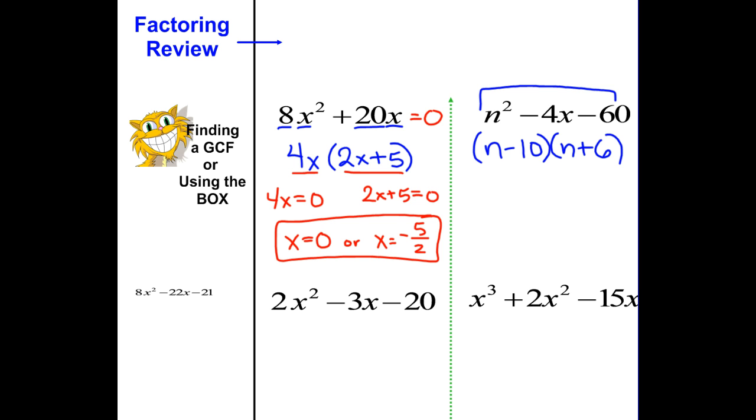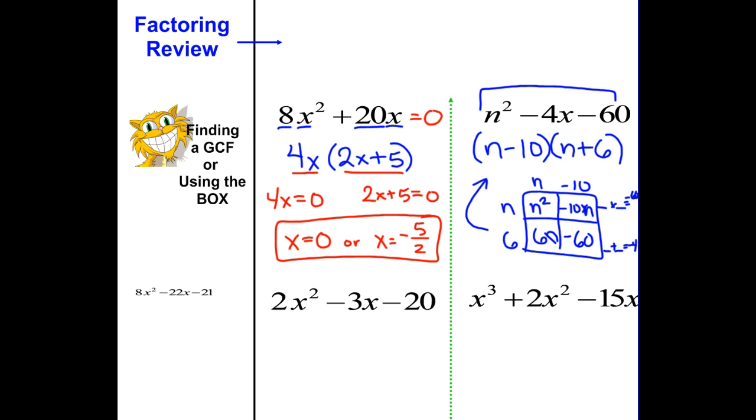Remember, if you do the box method, you would make your box and multiply them. So I'm going to do the box quick to show you how to do that one. So on the top, you put your n squared, put your negative 60 in the bottom left. What multiplies to get you negative 60, but adds to get you negative 4? Well, we'd get negative 10n and 6n. Pull out your greatest common factors, and then there you go. That's how we get our factored version.